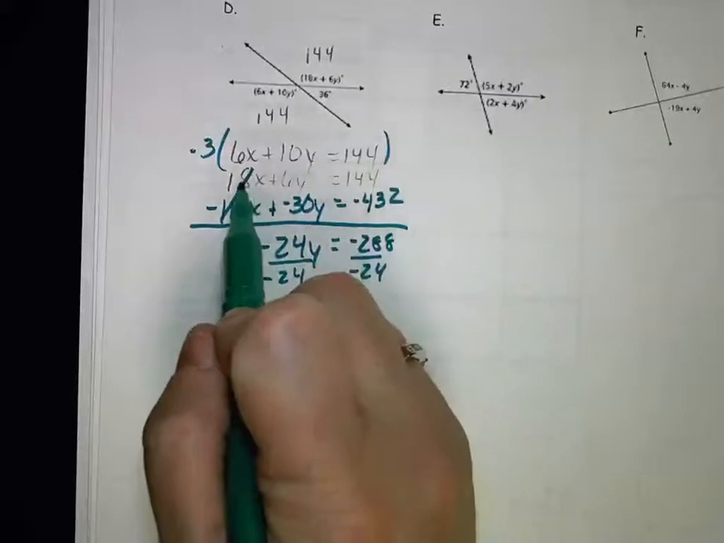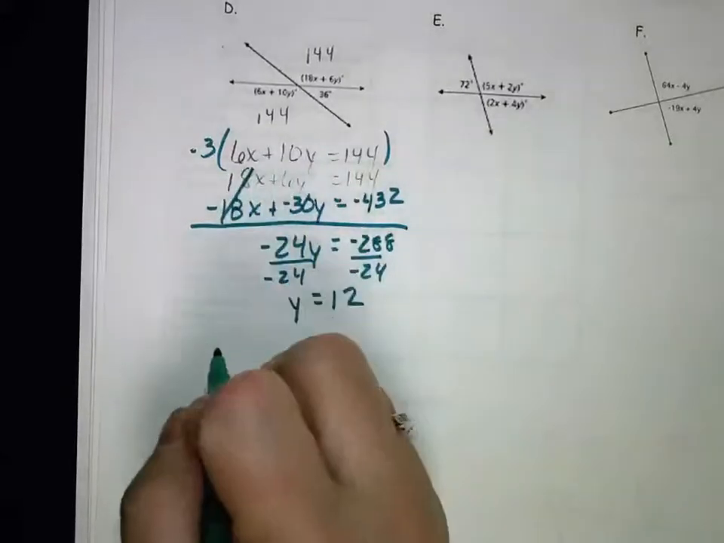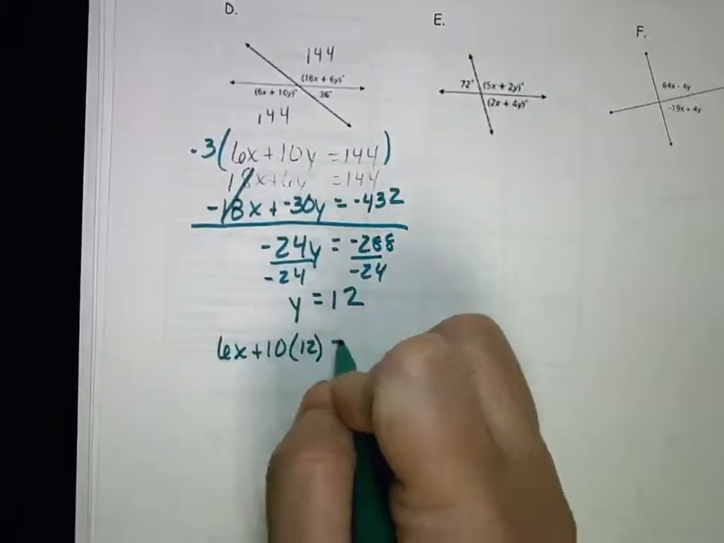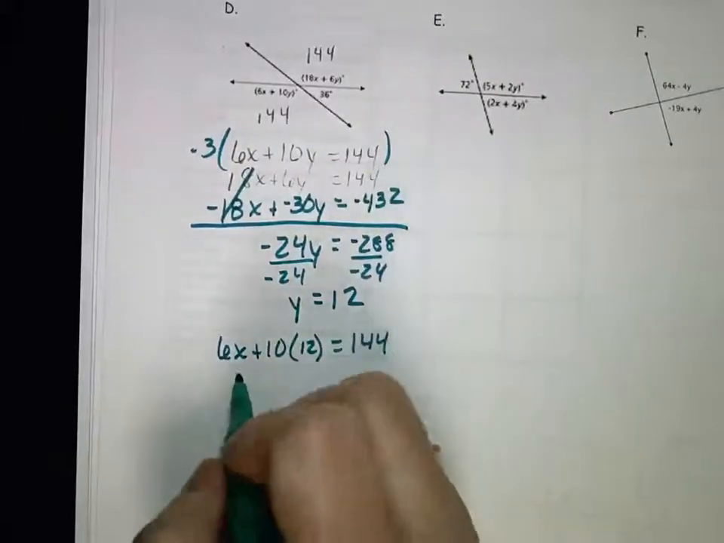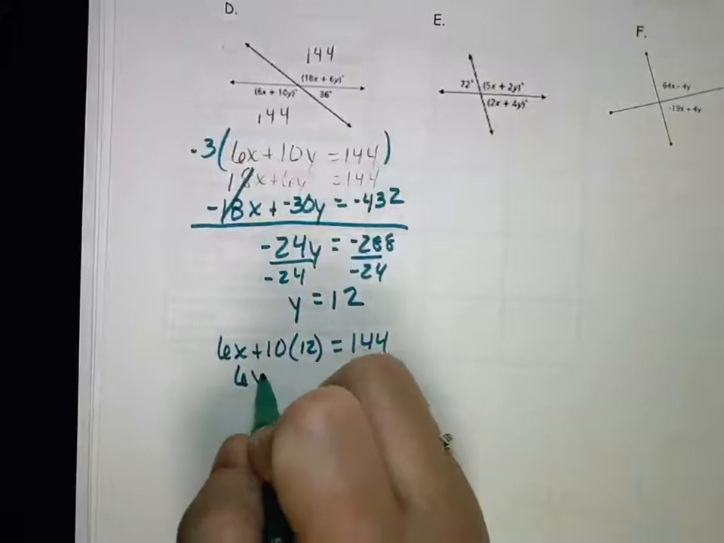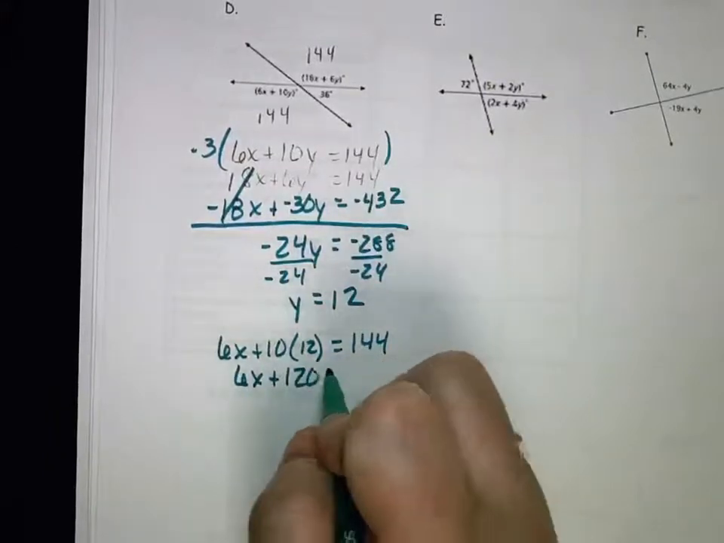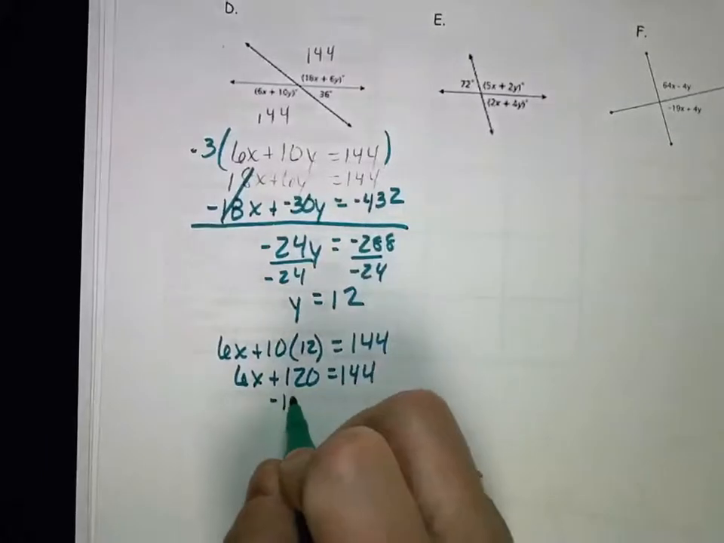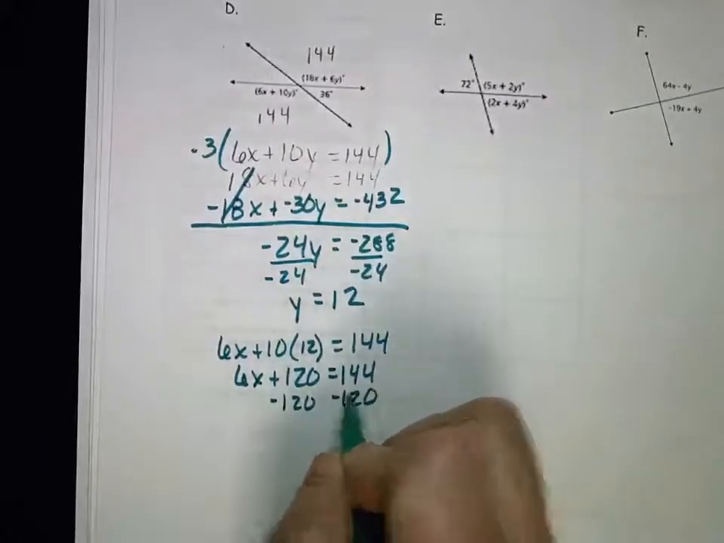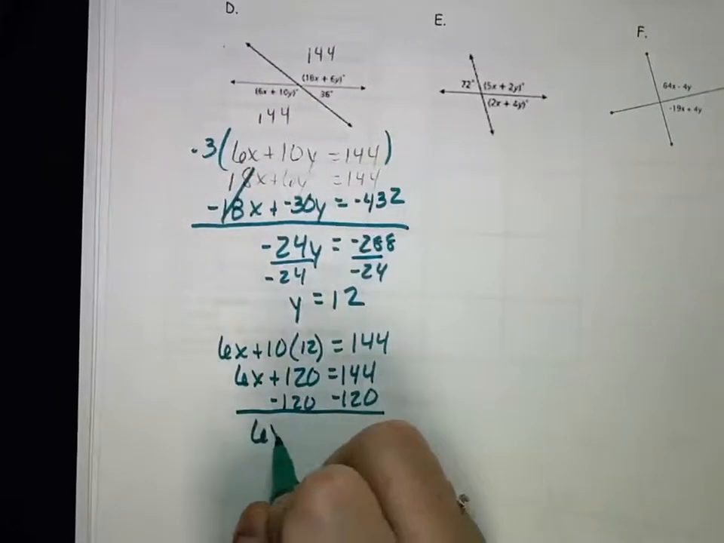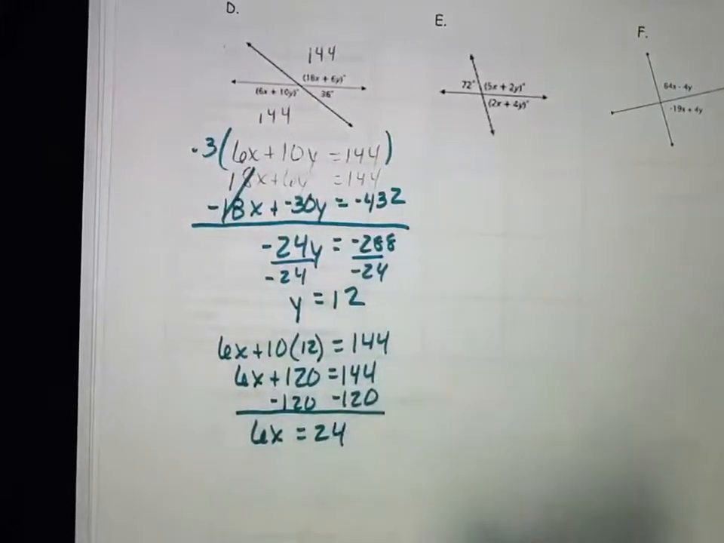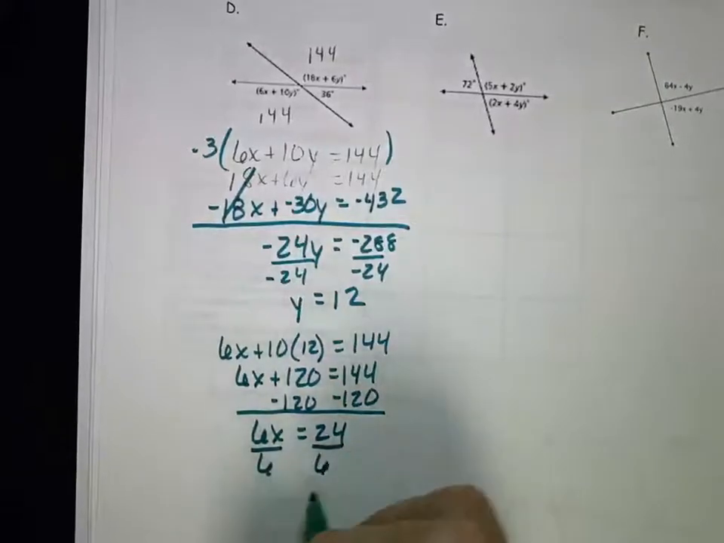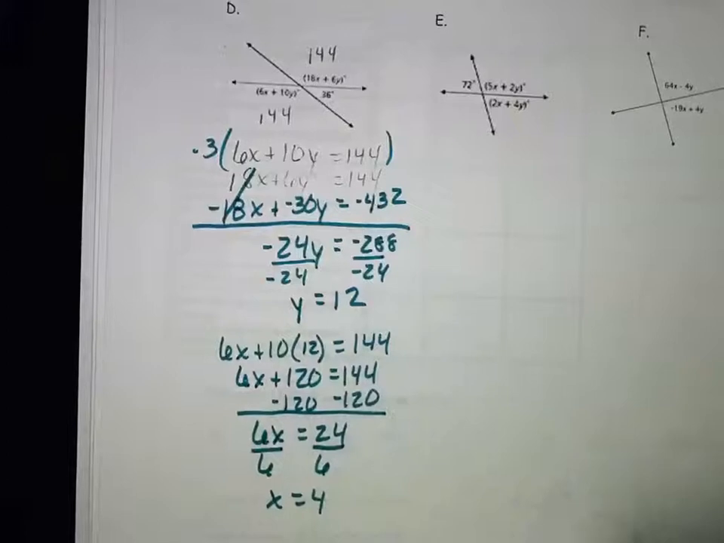And I'm going to put that into the first equation. 6x plus 10 times 12 equals 144. That becomes 6x plus 120 equals 144. Subtracting 120 from both sides, you have 6x equals 24. And then when you divide both sides by 6, x equals 4.